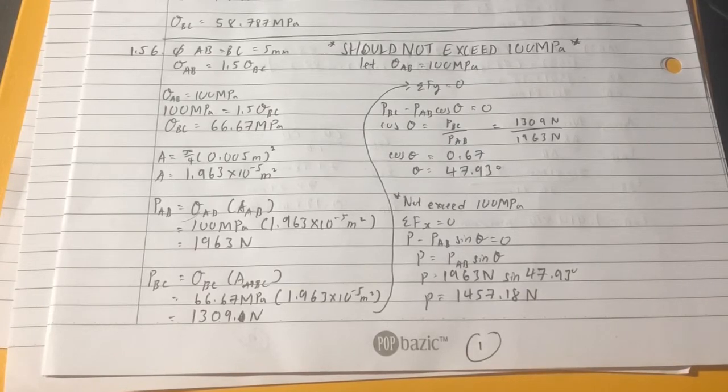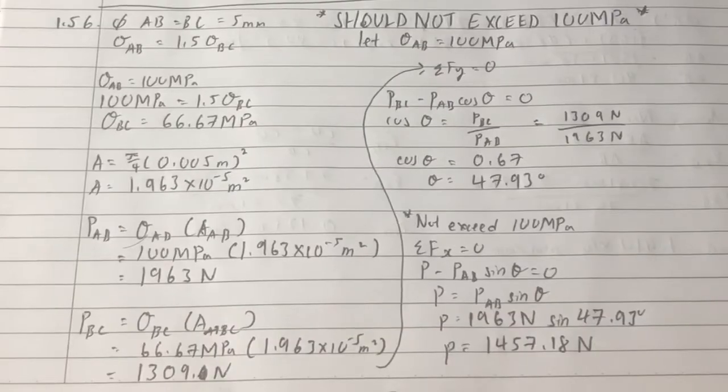This rod diagram is in equilibrium. So we can find theta by using this equation, which is the force of BC minus the force of AB cos theta, the horizontal component, and minus the downward is equal to 0. So you can find cos theta is equal to PBC over PAB, which is 1309 over 1963. So we can conclude that theta is 47.93 degrees.